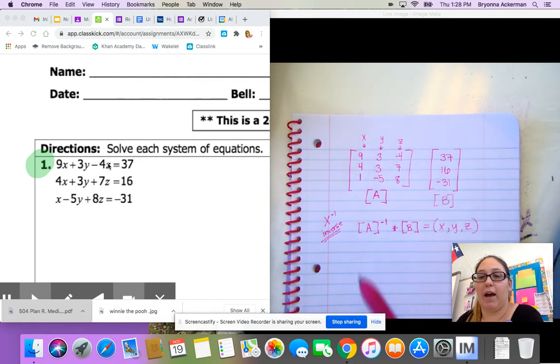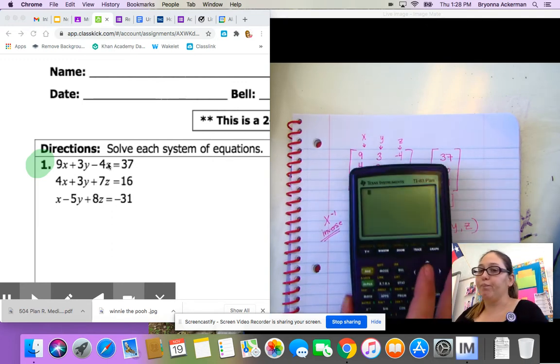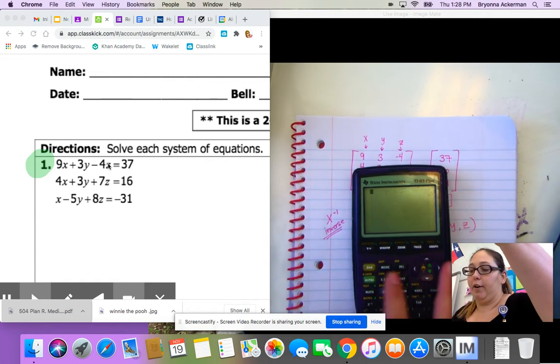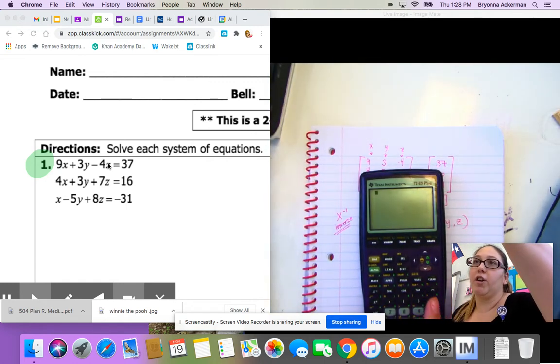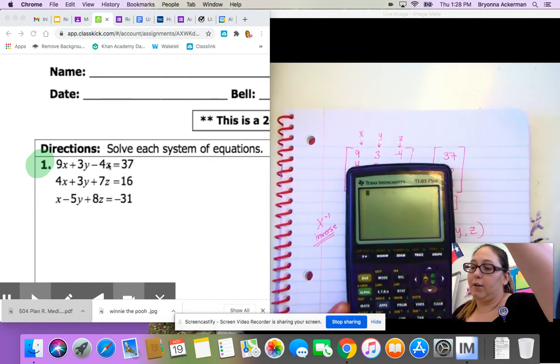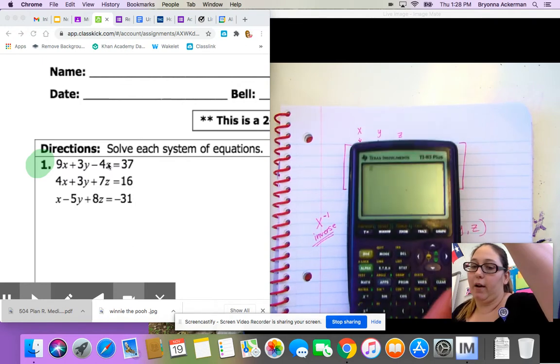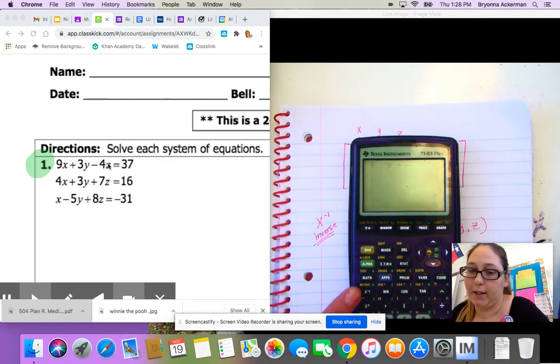So what is the value of x? What is the value of y? And what is the value of z? So let's go ahead and do this in the calculator. Okay, so in the calculator, you want to go to matrices. Matrices is right here, this little x minus 1, that's the inverse. If you see mine's yellow, it's going to be second and that little inverse button. And it brings you here.